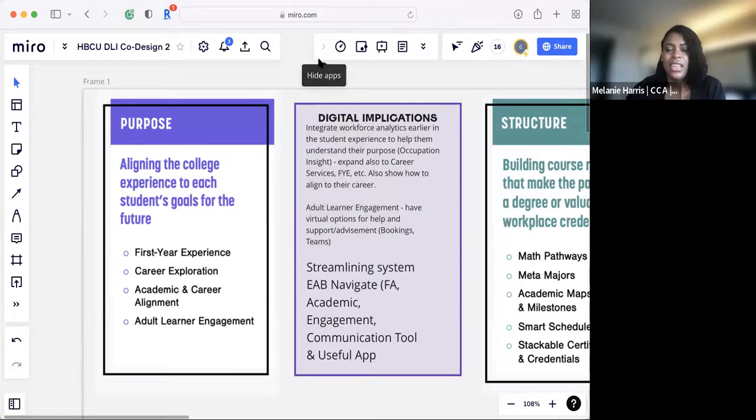Thank you. If anyone wants to add anything to the pillar, even if you weren't in that breakout room, feel free to shout it out or add it to the mural board. The link is still active, so you can add Post-it notes wherever you would like. Thank you. Next up is structure.